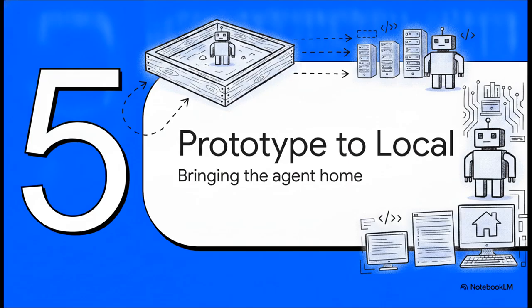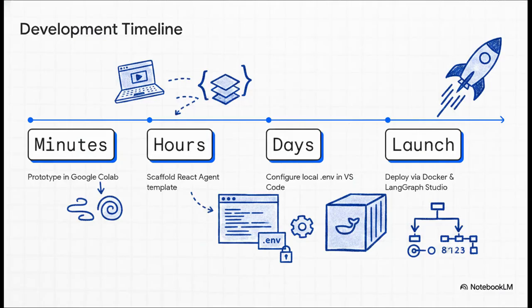All right, final stretch. Section 5. From prototype to local. Bringing the agent home. Here's how you actually build this out. You start your progression in minutes, running quick prototypes in a Google Colab notebook just to test your API keys and basic tool calls. Then, over a few hours, you scaffold out a proper React agent template in your codebase. Over the next few days, you're refining it in an IDE like VS Code or Cursor, configuring your local environment variables, your .env files, to keep those keys locked down and secure.